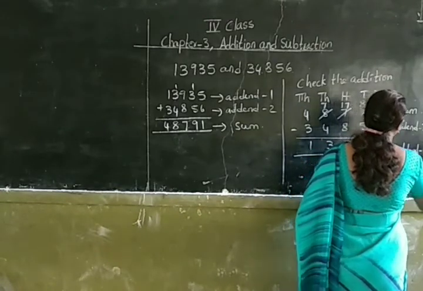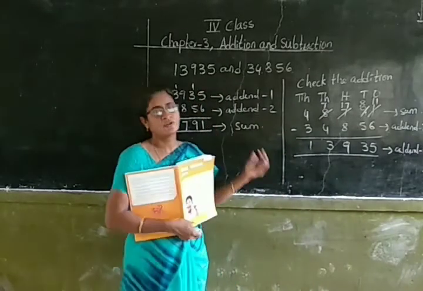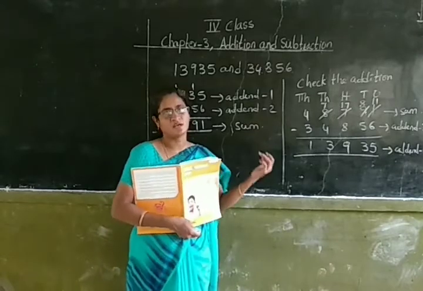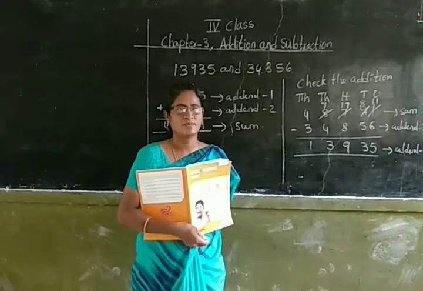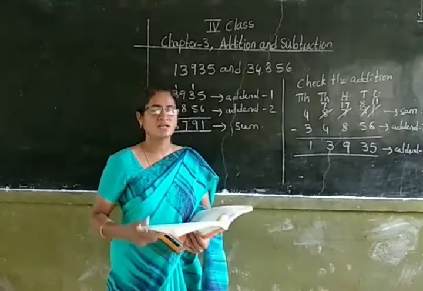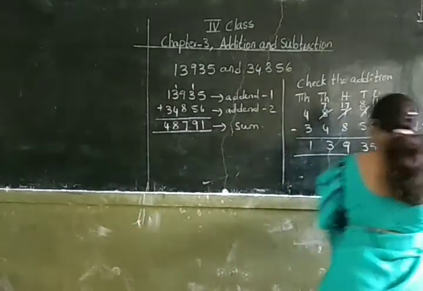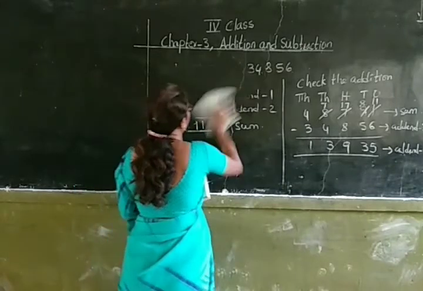Did you understand children? If you subtract addend 2 from the sum, you will be getting addend 1. And if you subtract addend 1 from the sum, you will be getting the addend 2. Then only your addition will be correct. Do you understand children how to check your addition? Okay. This is the way of checking your addition.